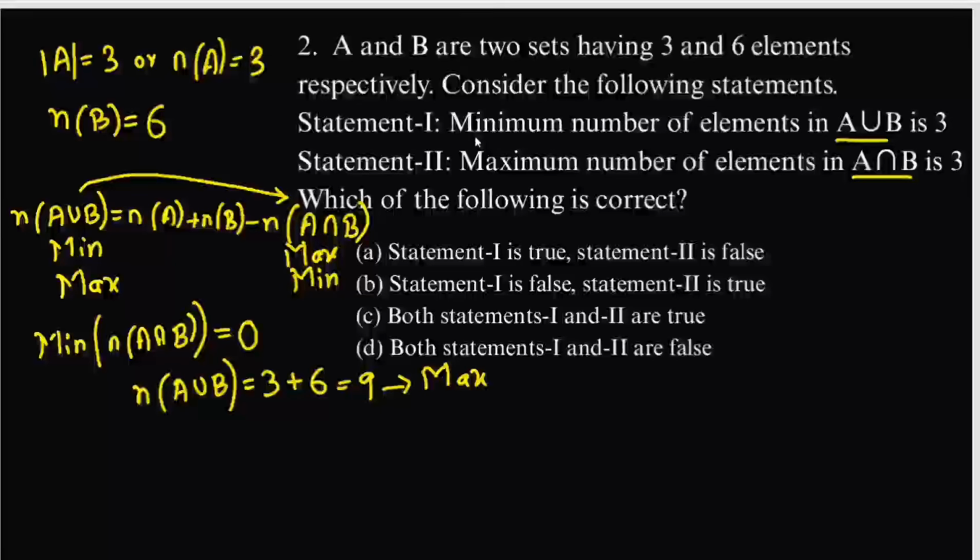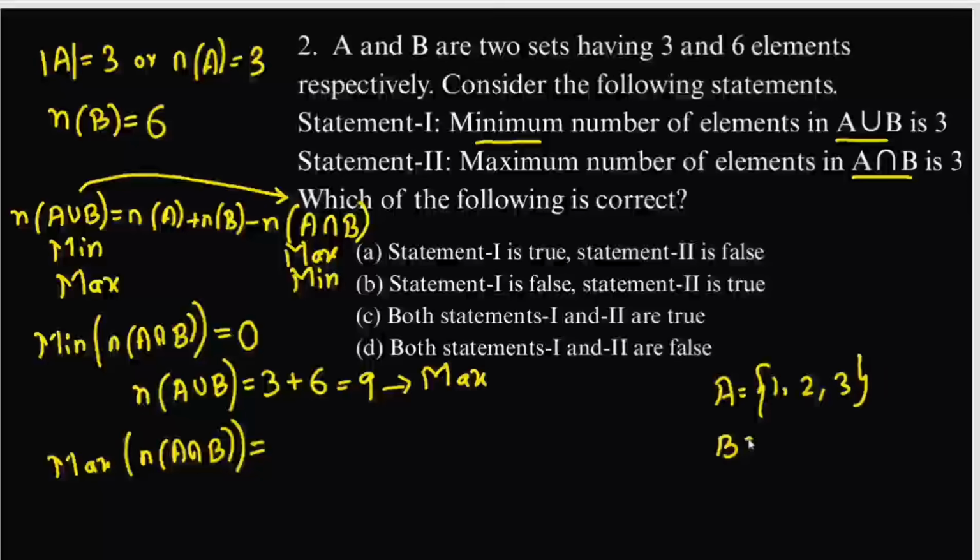But in statement 1, we have minimum number of values, correct? So we'll find out minimum. To find minimum value of A union B, we need maximum of A intersection B. So what will be maximum of cardinality of A intersection B? How do we find out maximum? Suppose A has elements 1, 2 and 3, correct? Cardinality is 3 and set B has cardinality 6. So if I write these elements as elements in set B, then when I do intersection, what will be my maximum value? Maximum value can only be 3.